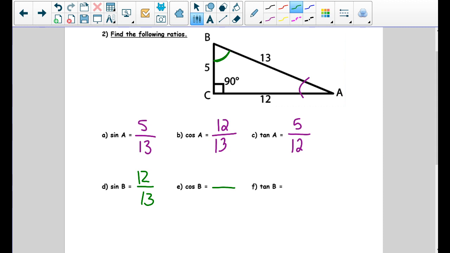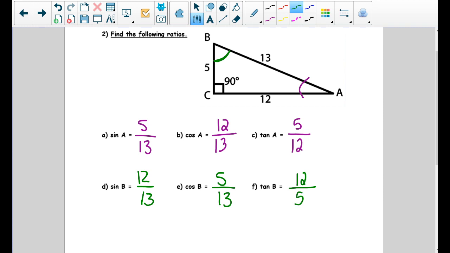Cosine, adjacent to B is what? 5. Hypotenuse is? Tangent, opposite to B is what? Opposite is 12. Adjacent 5.